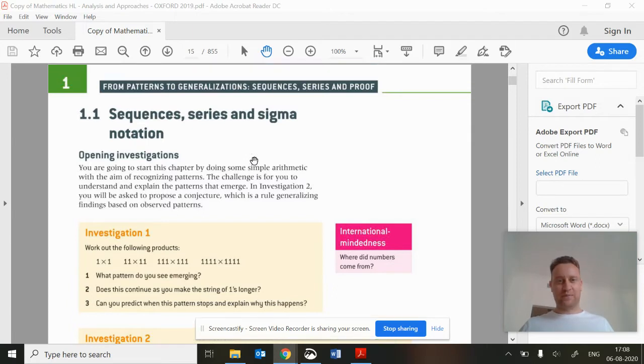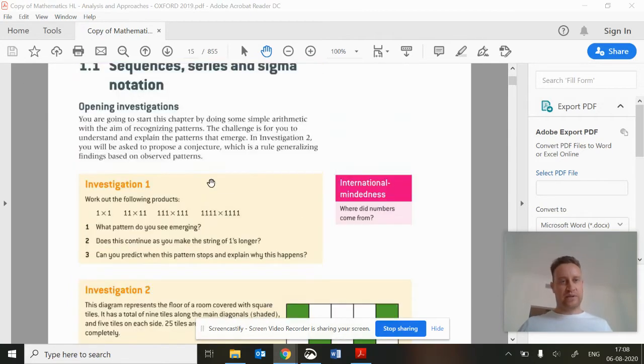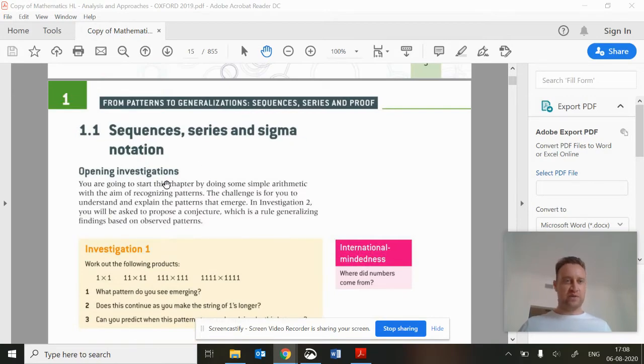Okay, I'm going to attempt to go through the first 5 questions in the first exercise of the Oxford HLAA course in mathematics. Now, in the first exercise, we're going to go straight into the questions, and there is some assumed knowledge beforehand. So there's some discussion here. I mean, look what it's called. It's called sequences, series, and sigma notation.